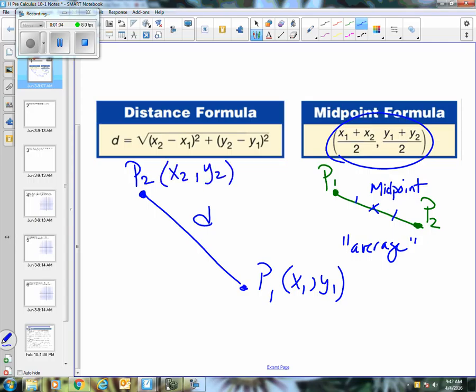The reason we use the subscripts, remember, is because otherwise you wouldn't be able to tell the points apart, right? If they both just said x and y, which one's which? So we need to know what those ordered pairs are. So how do we find the distance?